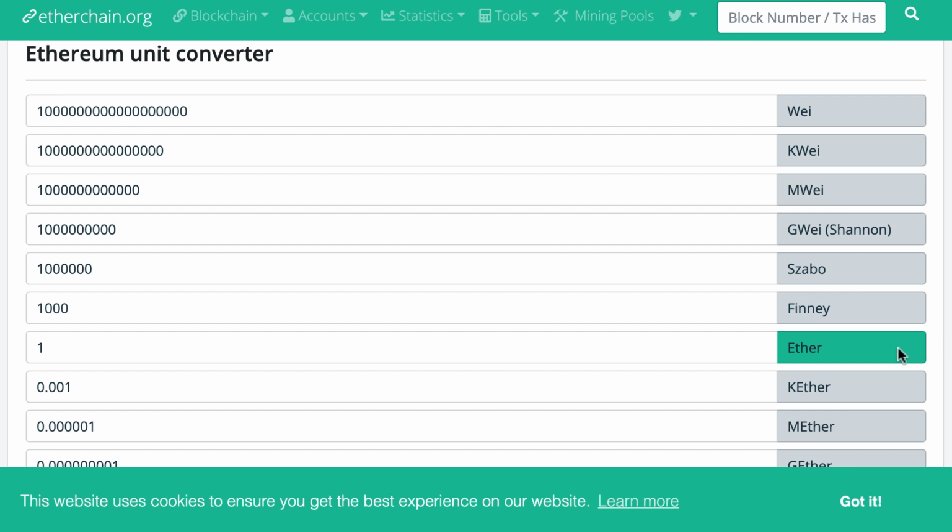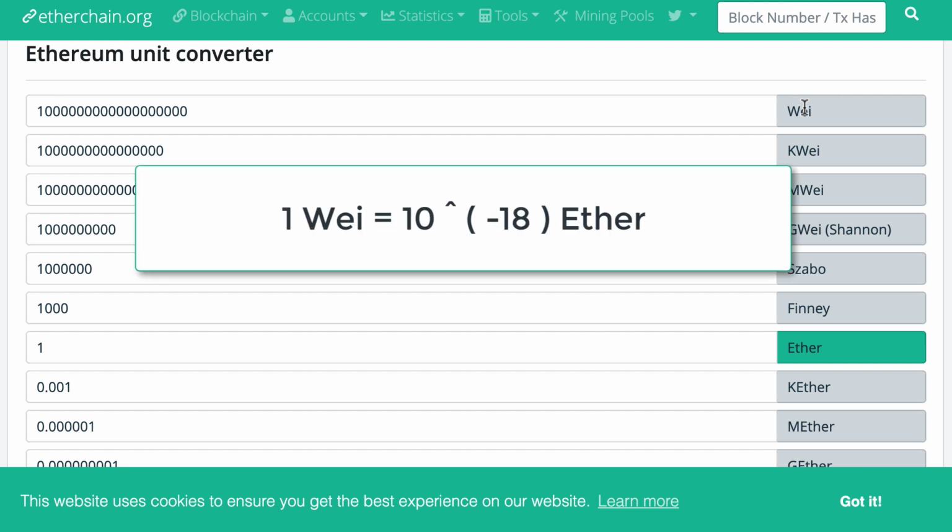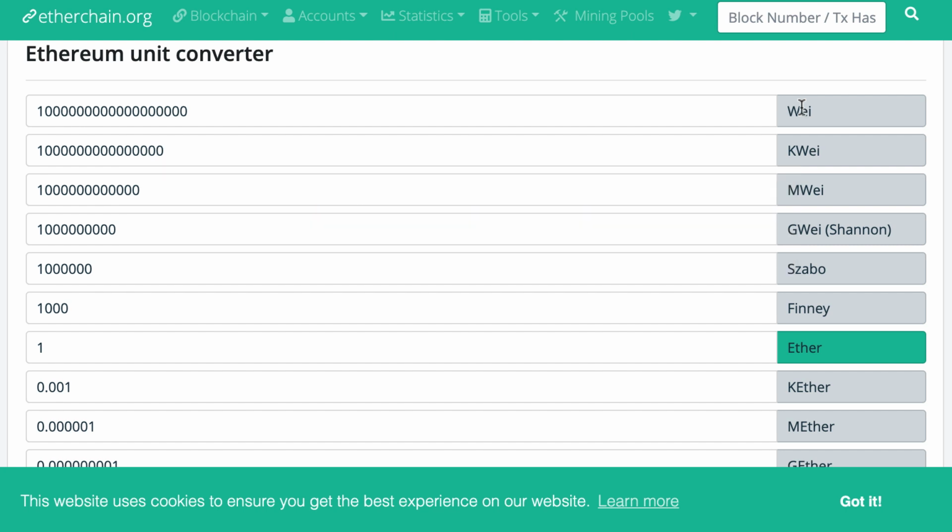So here on this converter of units for Ethereum, you can see the main unit here, Ether, but the smallest unit is actually called Wei, and this is a very, very small fraction of an Ether. One Wei is actually equal to 10 power minus 18 Ether. And after, we also have many other intermediary units between Wei and Ether.